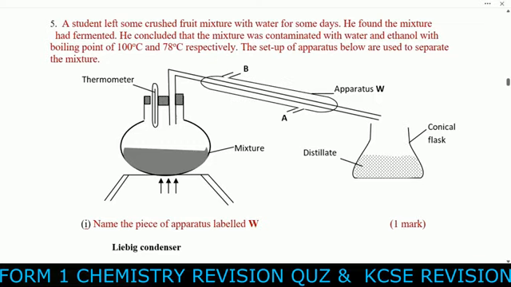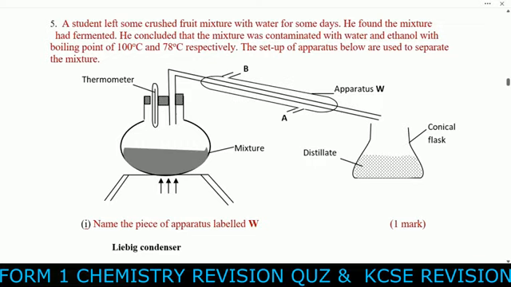So you are told a student left some crushed fruit mixture with water for some days. He found the mixture had fermented. He concluded that the mixture was contaminated with water and ethanol with boiling points of 100 degrees Celsius and 78 degrees Celsius respectively. The setup of apparatus below is used to separate the mixture. So we have a thermometer, we have a mixture, that mixture that he left there.